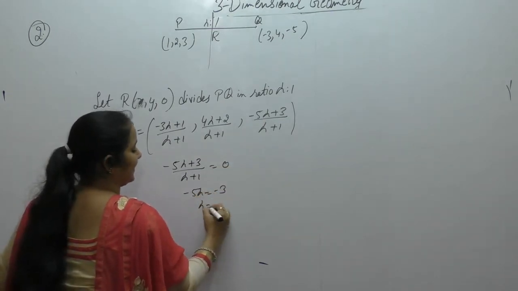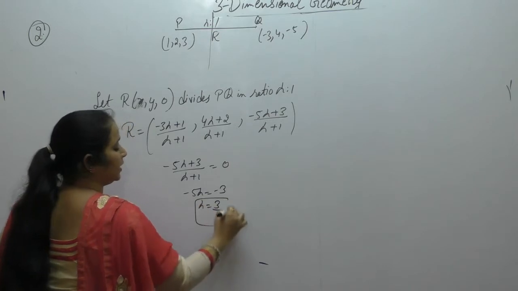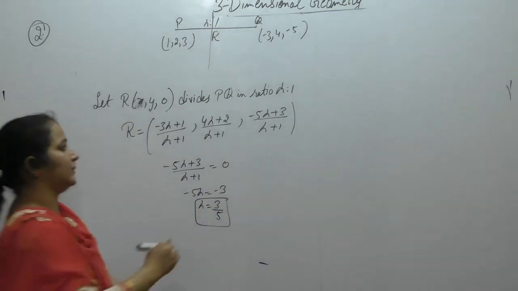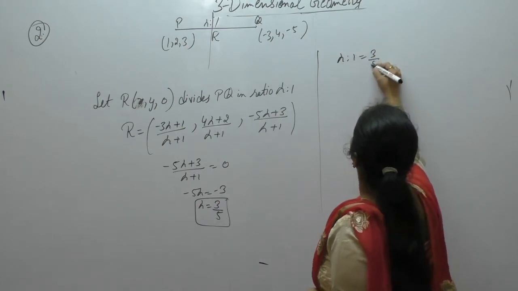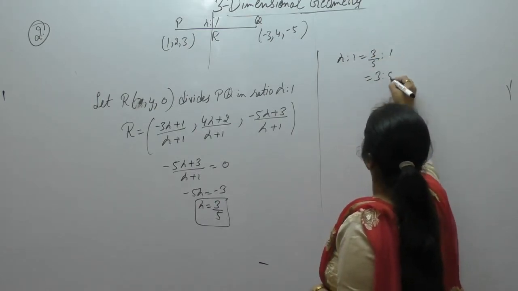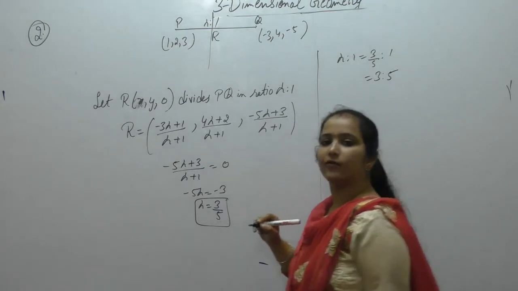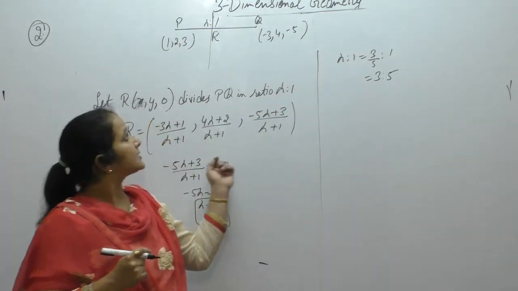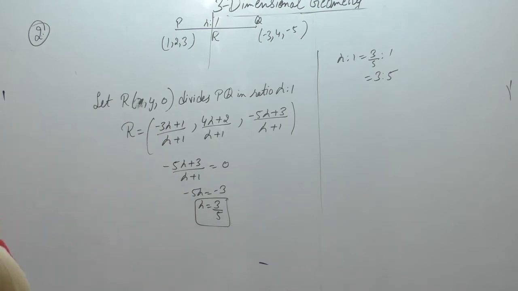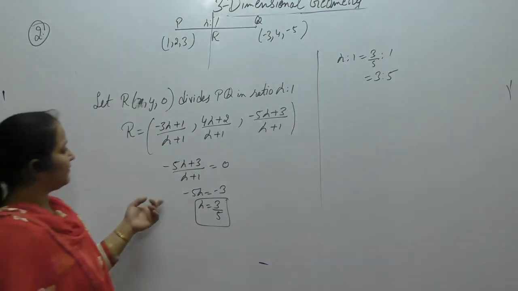So what we get, lambda is 3 by 5. तो हमें रेशियो मिल गई, किस रेशियो में डिवाइड हो रहा था, लैम्डा रेशियो 1, that is 3 by 5 रेशियो 1, 3 रेशियो 5. जो R है वो PQ को 3 रेशियो 5 में डिवाइड कर रहा है. इसके बाद हमें क्या करना है, R के कोऑर्डिनेट्स निकालने हैं. So put the value of lambda.